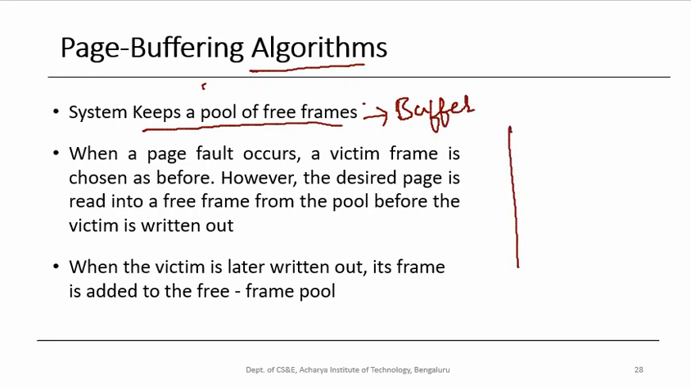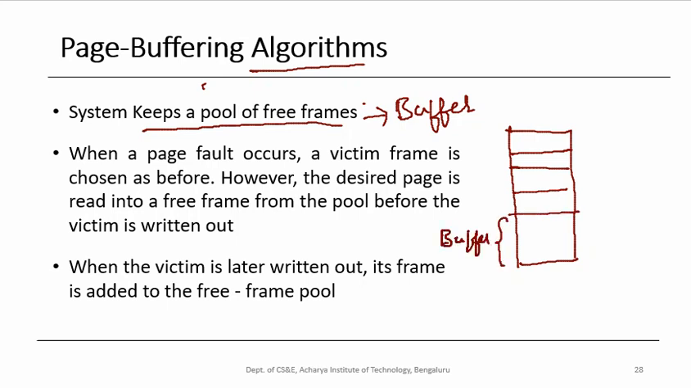So in the main memory, part of the main memory is used as a buffer, which has free frames, and these free frames are not allotted to any of the processes. Now let's say there is a page fault and this part of the main memory is full. There is no free frame for this process. So now we'll have to select a victim frame.